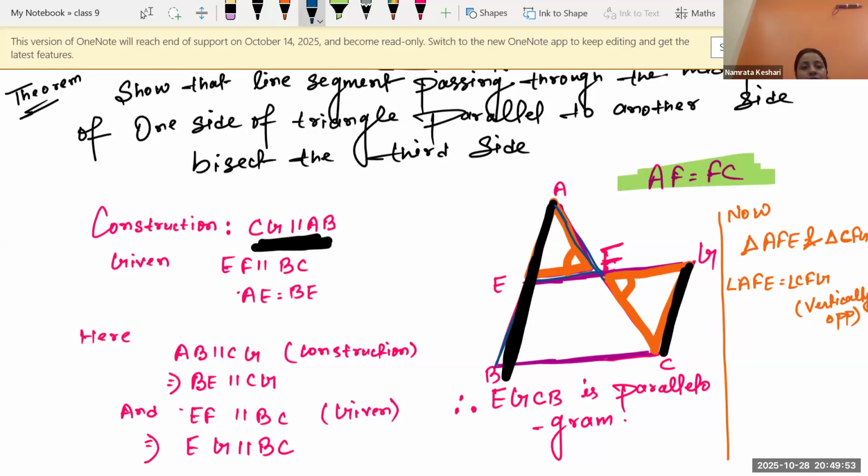Yes, ma'am. This is a transversal. The black colored lines are the parallel lines and this is the transversal. Then alternate interior angles will be the same. Yes or no? Yes. So we will say, in the first triangle, angle FAE is equal to, in the second triangle, angle FCG. These two angles are the same. Why? Because AB is parallel to CG, and these two are a pair of alternate interior angles. Clear?